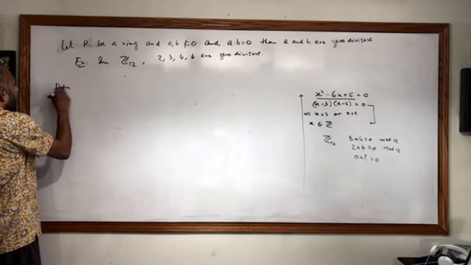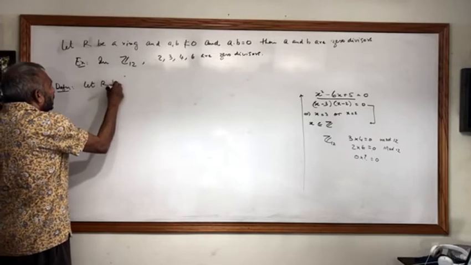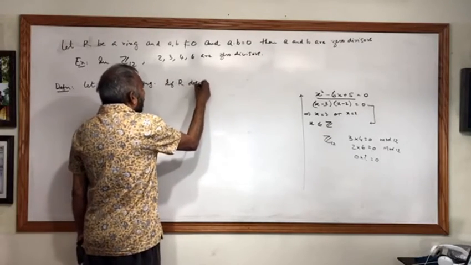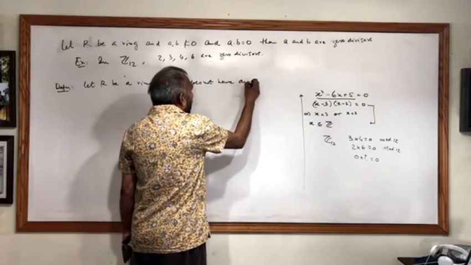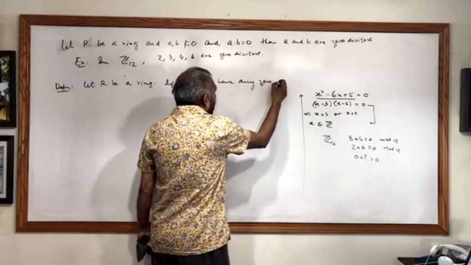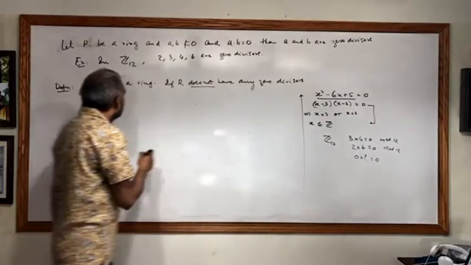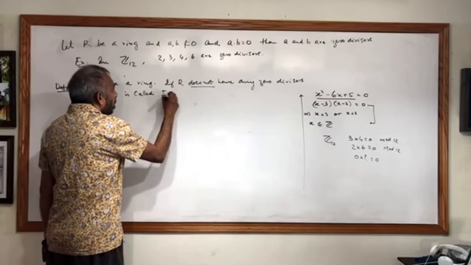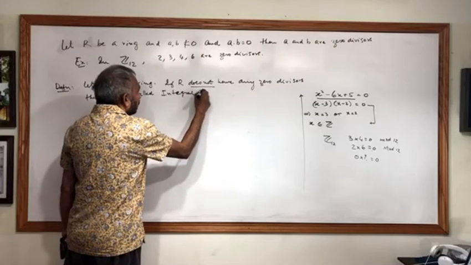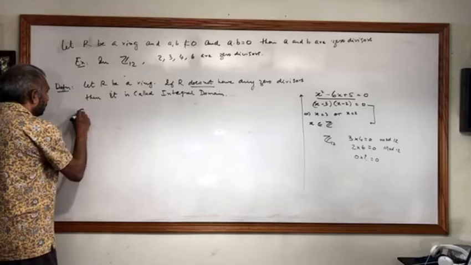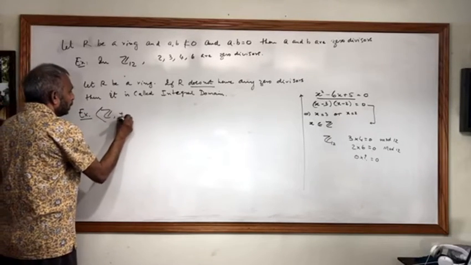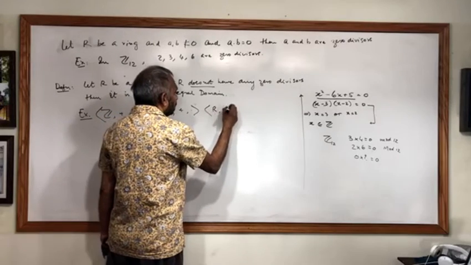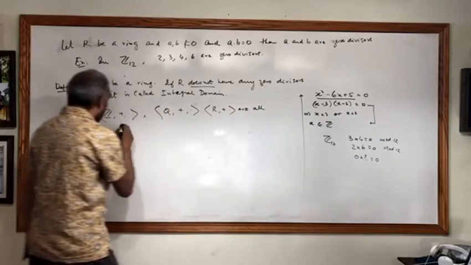So another definition. Let R be a ring. If R does not have any zero divisors, then it is called an integral domain. Example, Z, of course Q, R, are all integral domains.